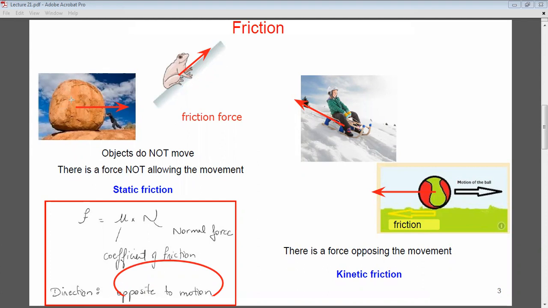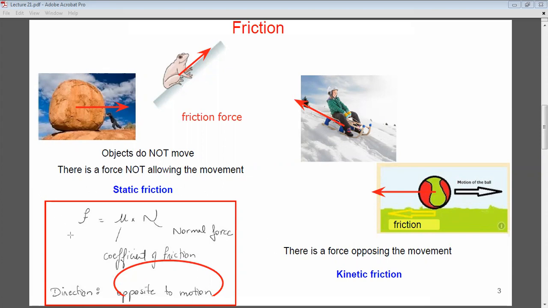Now, if the object is not moving at all, like in the case of the frog or the case of the rock, then we call the friction static friction. Okay, static friction. Static means not moving. If the ball is moving, or in this case, the girl is moving and there is friction, it's called kinetic friction, that is moving, okay? It doesn't really matter whether it's static or kinetic. All I want you to remember is that it is called friction.